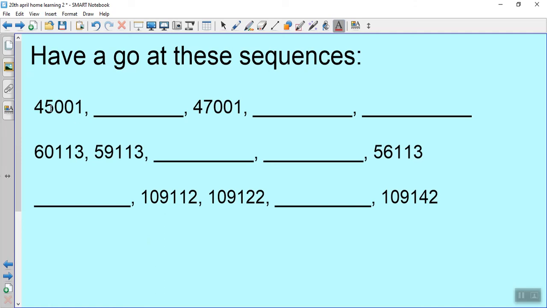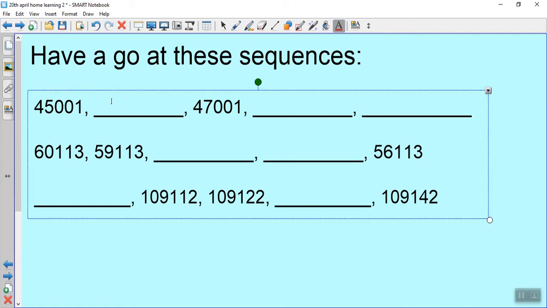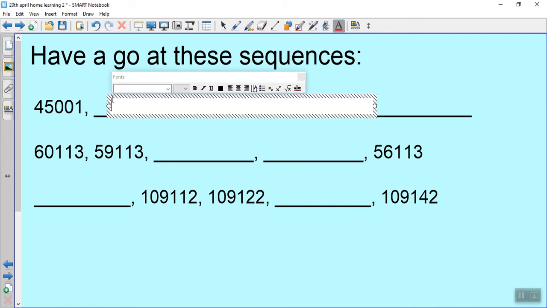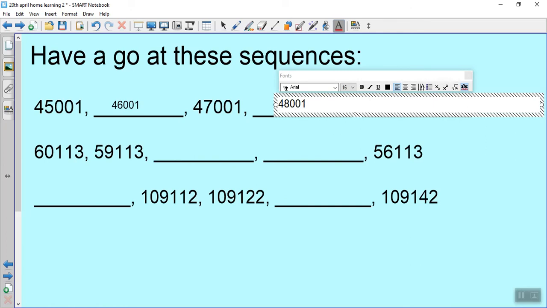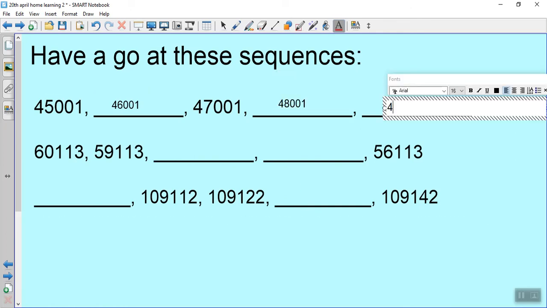Okay, looking at this first one, I can see that that's a 5 and that's a 7, and the other digits all stay the same. So 4 tens of thousands, 5 thousands, 0 hundreds, 0 tens, 1 one. Then it goes to 7 thousands. So the middle one has got to be 6 thousands. 4 tens of thousands, 6 thousands, and 1 one. So 45,001, 46,001, 47,001, 48,001, and 49,001.